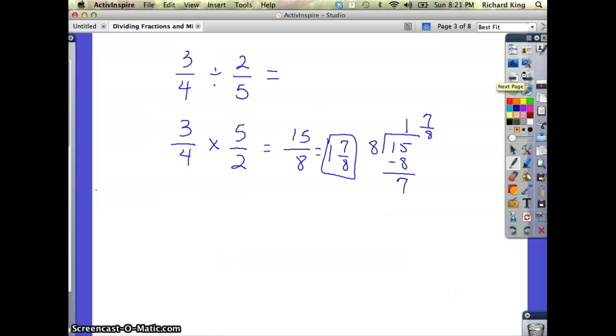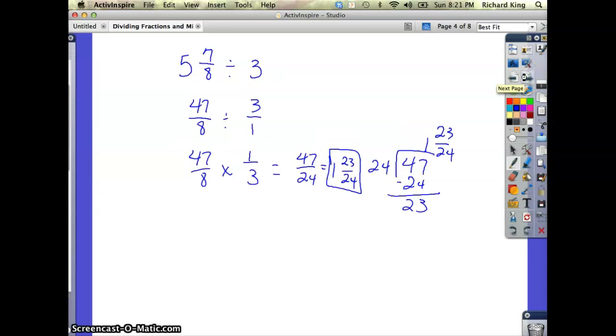Here's an example. 3/4 divided by 2/5. Again, you're going to invert your second fraction only so that 2/5 becomes 5/2. Change your division to multiplication. Multiply your numerators, you get 15. Multiply your denominators, you get 8. It is an improper fraction, so top dog it, and you get 1 7/8 for your answer.